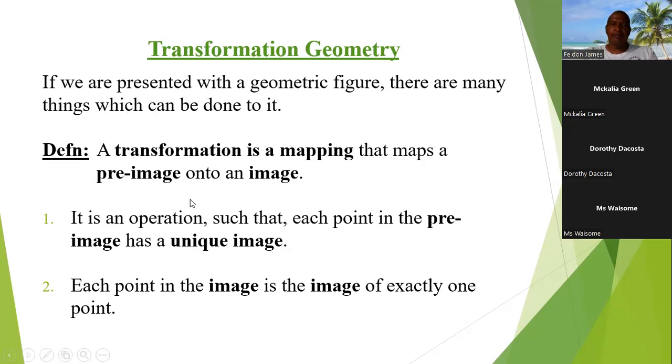All right. Now, a transformation is a mapping that maps a pre-image onto an image. Anybody understand what we mean by a pre-image and an image? Raise your hand if you understand the idea of a pre-image and an image.